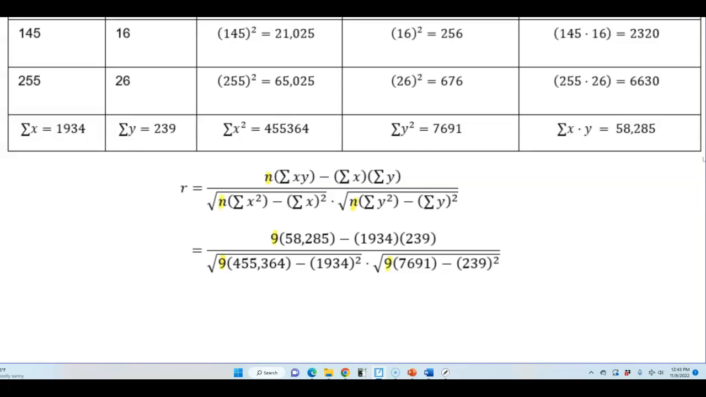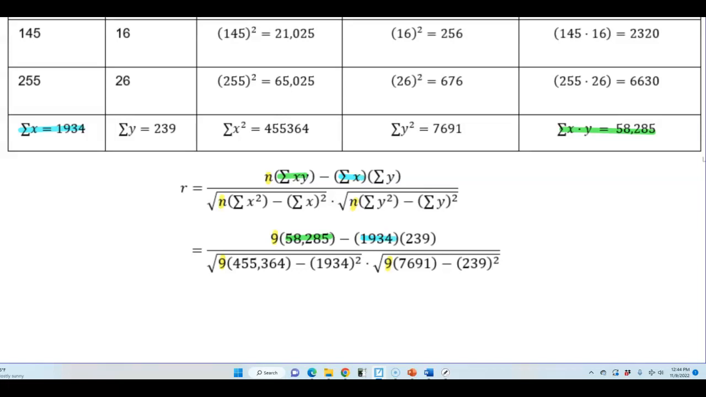Then we want to find the value of the sum of xy. The sum of xy is 58,285. So that is in this first one here, 58,285. Then what we're going to do is plug in the value of the sum of x. Well, the sum of x is 1934. So it's minus the sum of x, which is 1934 here.